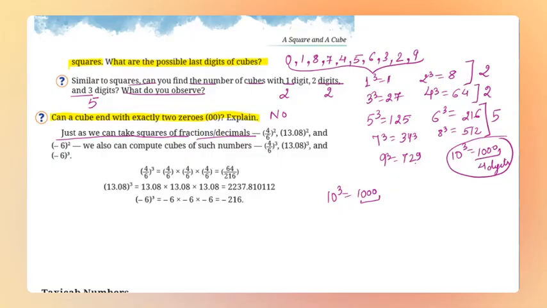पर अदरवाइज आप क्यूब तो सारे नंबर्स के निकाल सकते हो. आप नेगेटिव नंबर्स के भी क्यूब निकाल सकते हो, फ्रैक्शंस के भी क्यूब निकाल सकते हो, डेसिमल के भी क्यूब निकाल सकते हो. सो डोंट मिक्स इट अप.